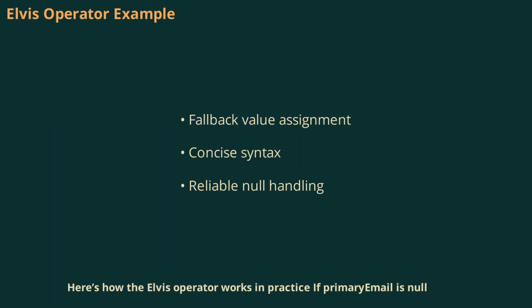How the Elvis operator works in practice. If primaryEmail is null, you can assign activeEmail to a default value like no-reply@domain.com using primaryEmail ?: "no-reply@domain.com". This ensures that your program always has a valid email to use, even when the primary value is missing. The Elvis operator makes null handling concise and reliable.